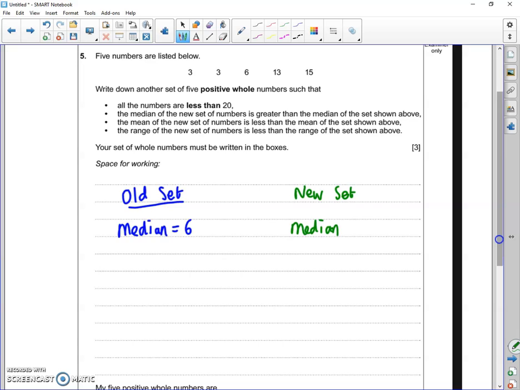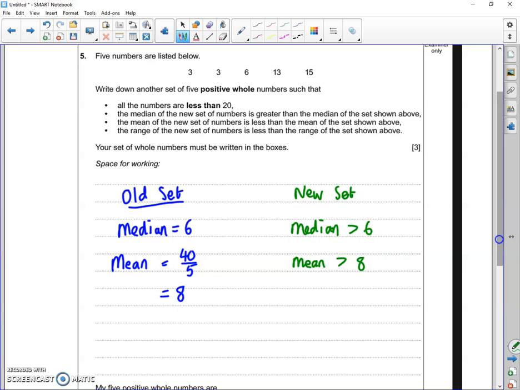So any middle number that's bigger than 6 will get you a mark. It says the mean of the new set has got to be less than the mean of the set shown above. Okay, so the old mean, those numbers add up to 40, and 40 divided by 5 is 8. Now we're also working with 5 numbers, so our mean has got to be more than 8.